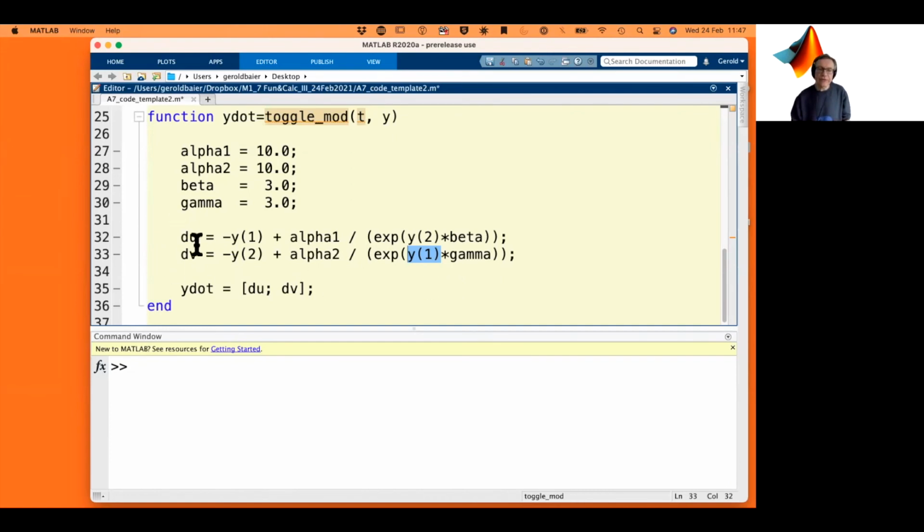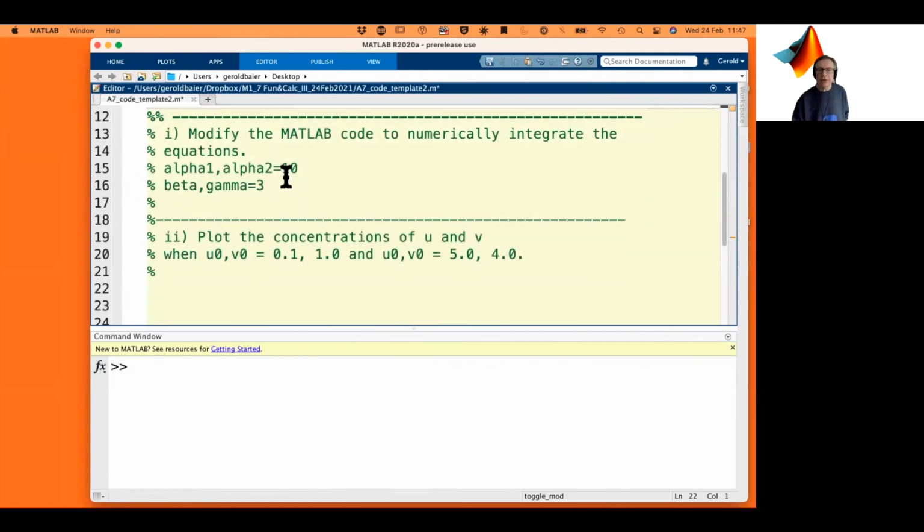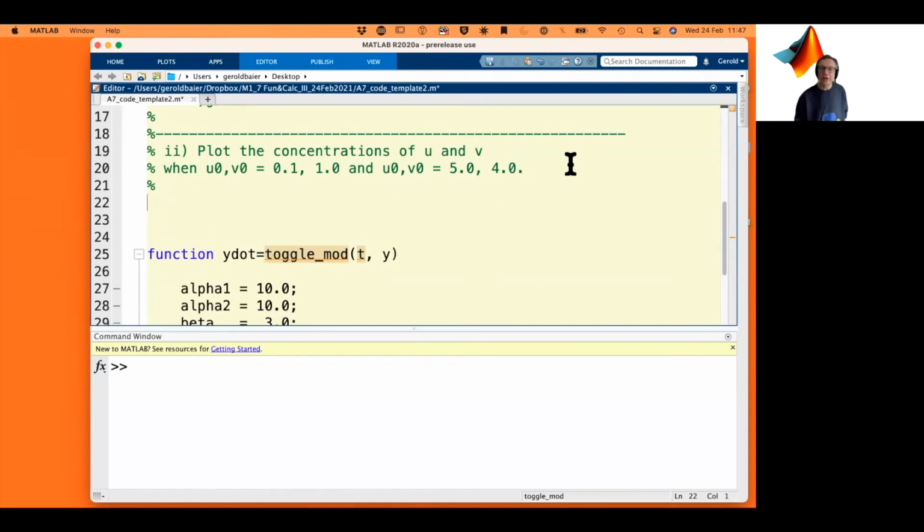And then we just summarize the du dv and we call that y dot, and this is the output that we return. That's sort of the vector of all the derivatives, if you like, and that's how we set it up in order to be able to simulate it. Okay, what do we have? Modify the code. So we did that. Plot the concentration for certain initial conditions. And here it says U and V, but of course in our case, we remember this is Y1 and Y2.